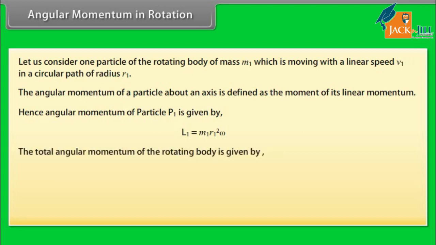The total angular momentum of the rotating body is given by L is equal to L1 plus L2 and so on till Ln. By putting the values into the above equation, we get L is equal to m1 r1 square omega plus m2 r2 square omega and so on till mn rn square omega. Thus, we get the result: L is equal to I omega.